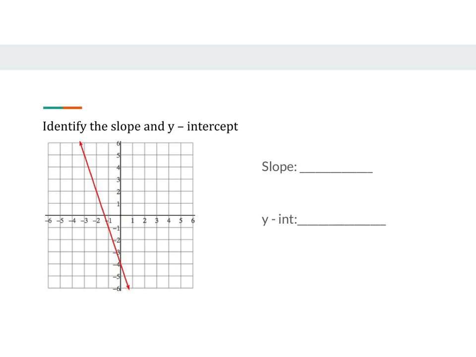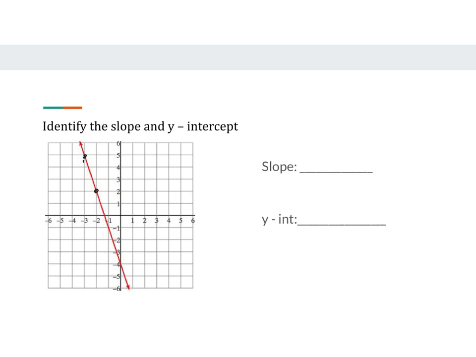All right, once again, we're going to identify the slope and the y-intercept. We can see that our line is a decreasing line as we go from left to right. It's definitely going down again. So we're going to identify 2 points on the graph here, and we're going to identify our rise over our run using these 2 points.